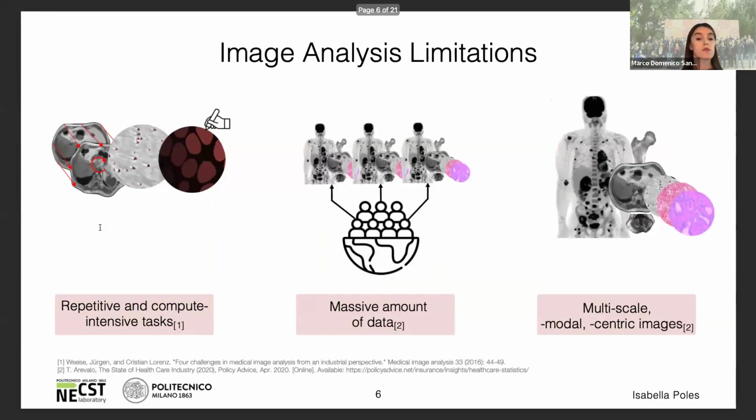In fact, due to the massive amount of images that are produced every day in the medical scenario, manual annotation and analysis have become unfeasible within reasonable timeframes. This aspect worsens even further when considering that those images could be of different dimensionality scales or acquired with different modalities and always at different medical centers.